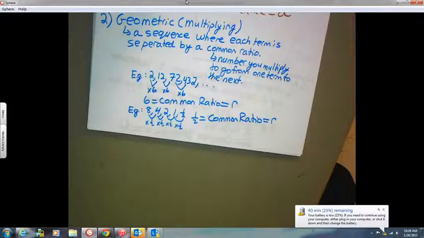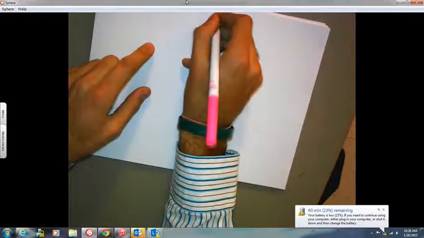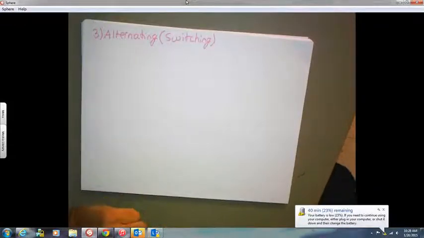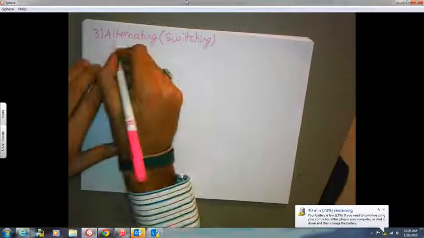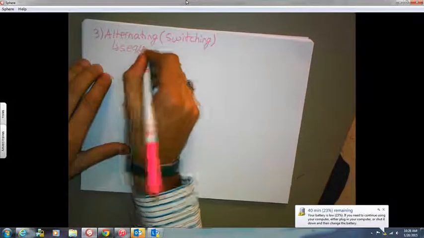The third type of sequence is alternating, and I'll unfreeze in 1 second to give folks a chance to catch up. Alternating. You can write that down. The key word there is switching. This is alternating. This is a sequence that switches from positive to negative.